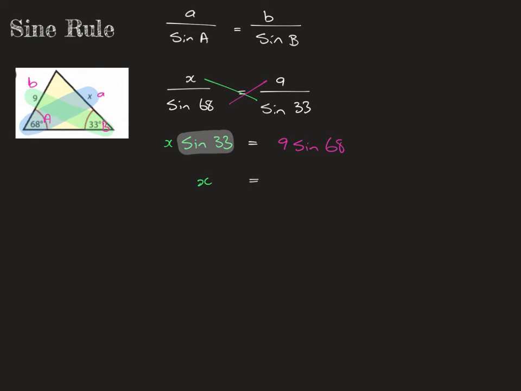But if I divide the left-hand side by sine 33, I have to make sure I divide the right-hand side by sine 33, and it's going to look very complicated, but your calculator will do all this work. So you can see there what happens. I end up with x is equal to 9 sine 68 divided by sine 33. And what I'm going to do now is show you the calculator so that you'll be able to work this out.